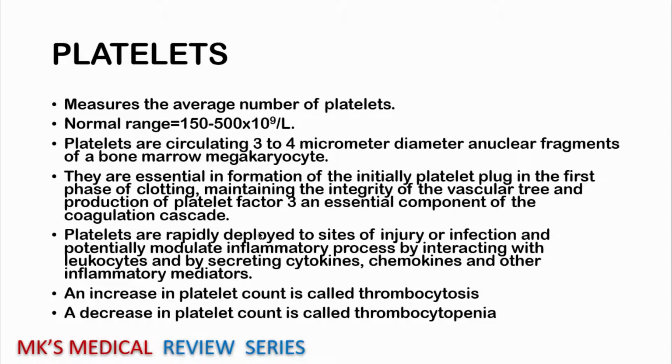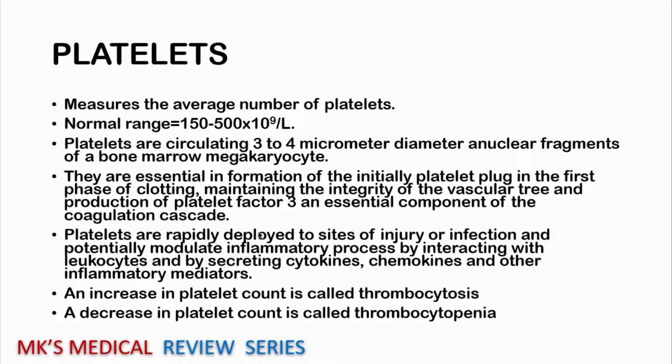Then moving on to the platelets. So remember that this is going to be a measure of the number of platelets. Normally they're about 150 to about 450. Some labs use a threshold of 500,000 cells per liter. Then platelets are circulating fragments that are anuclear and are derived from a cell that's known as a megakaryocyte.